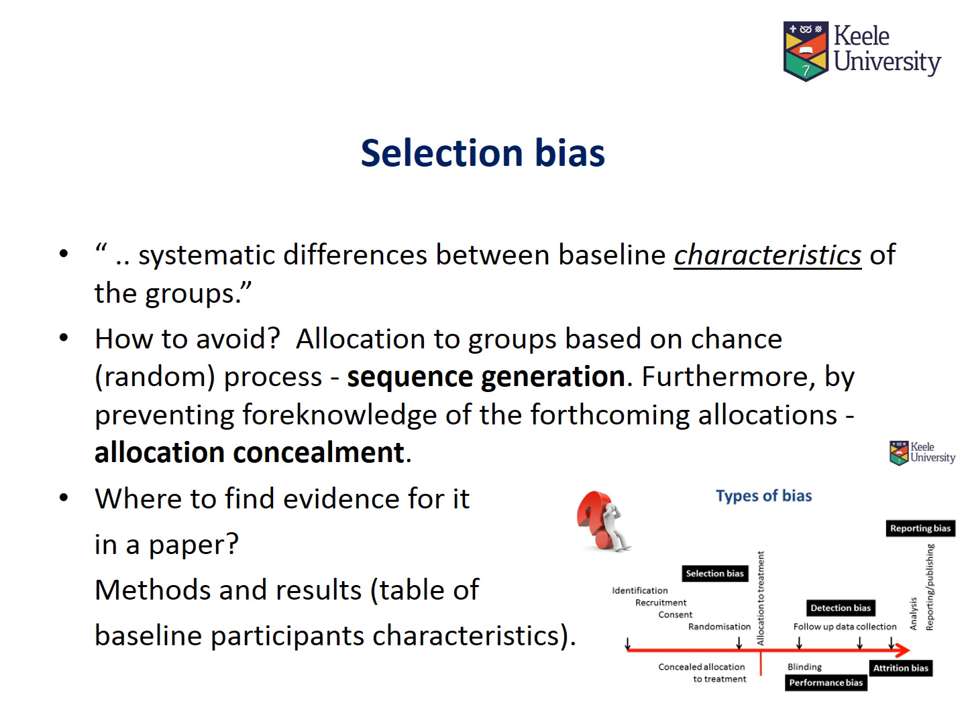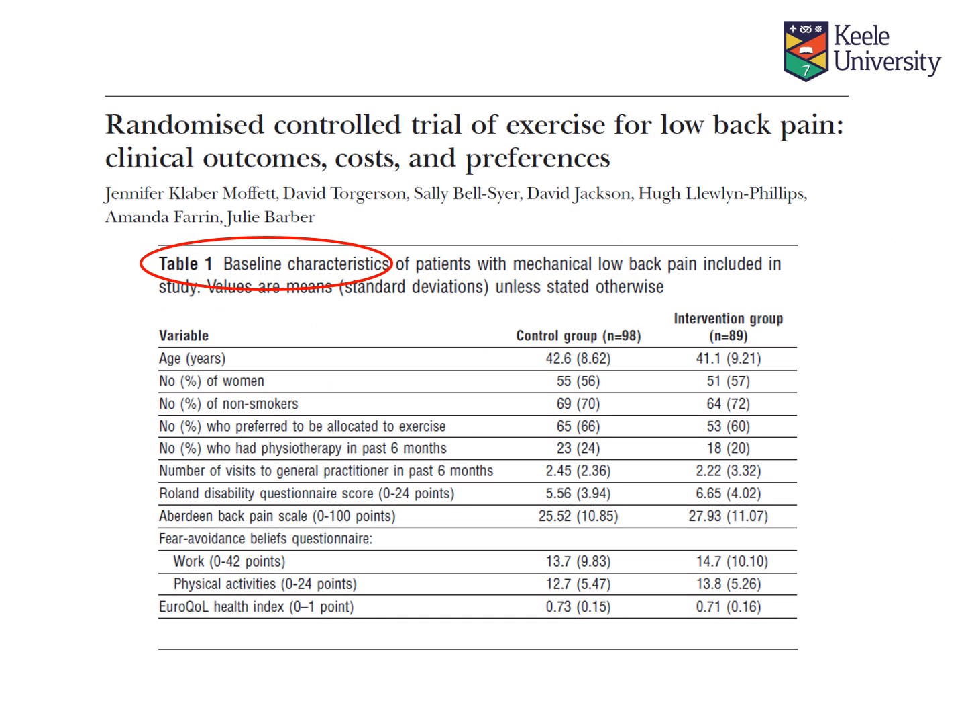How to find evidence in the paper? In the description in the methods, and in the results, where we have the table of baseline participant characteristics, such as this one. A table like that, usually the first table in every RCT paper, will give us the characteristics, like here in the first column, and the proportion of these characteristics in participants in each group in the trial. And what we want to see is that the proportion of these characteristics are comparable. Not 100% similar, of course, but comparable, so that we can safely say there are no major differences.